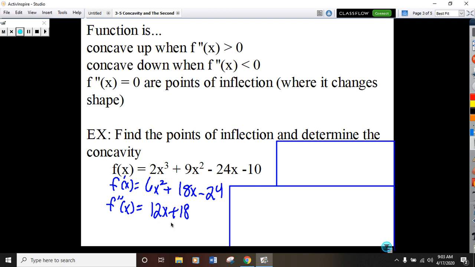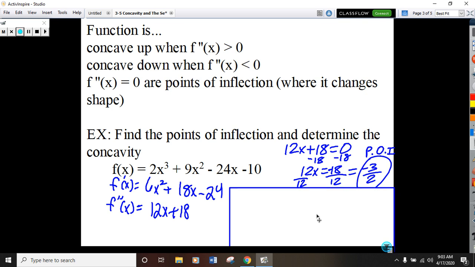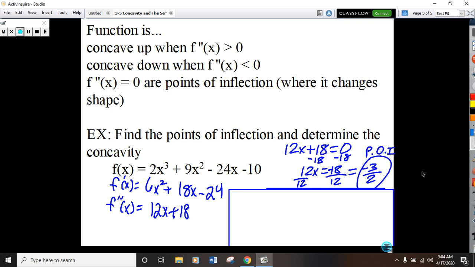Okay. So my first step is to find the point of inflection. So I'm going to take the second derivative and set it equal to 0. Cover it up as much as I can. And so this one's a pretty quick solve. We'll just have to subtract 18 and then divide by 12. So our point of inflection will be negative 18 over 12, or if we simplify that a little bit, negative 3 over 2. So that's our point of inflection. And that's hard to type out all the time, so I just abbreviate it to POI. So point of inflection, POI. Point of inflection. So that's where the graph would change shape.